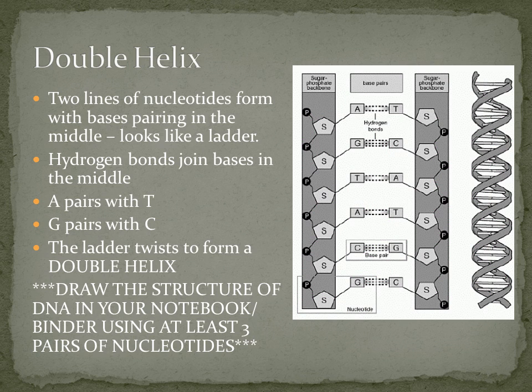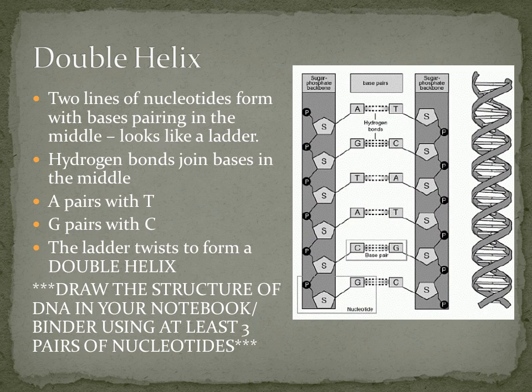So now that you've drawn your nucleotide, let's look at how the nucleotides come together to form a double helix. There's 2 lines of nucleotides that form. You see there's 1 line here and 1 line here, and the bases pair in the middle. So it ends up looking like a ladder. And it's hydrogen bonds here in the middle that join the bases. And again, you see that A, or adenine, pairs with T, thymine, and G, guanine, pairs with C, cytosine. Now, once the ladder's formed, it twists, and so it forms a double helix like this. Helix means kind of like a spiral, and since there's 2 sides to it, that makes it double.